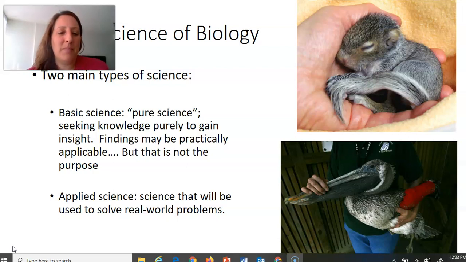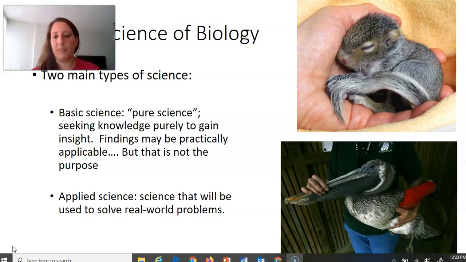The findings may not be practically applicable, or they may be. But that's not the purpose of basic or pure science. It's just really to learn more about something, some organism. Okay? Applied science is science that is used to solve real-world problems. And again, there's a gray line between the two of those, because a lot of times science starts off as basic science and then becomes applied science.